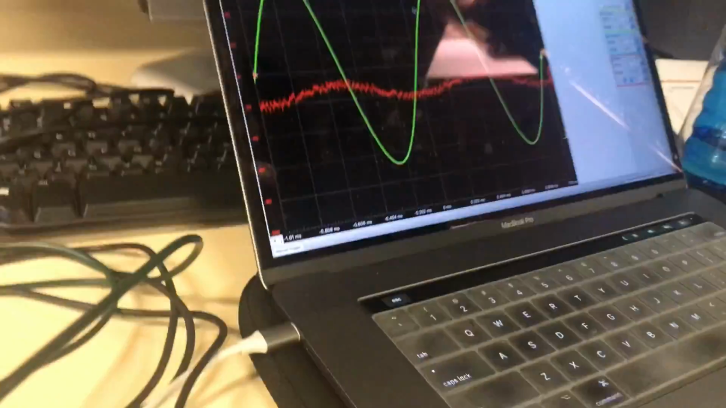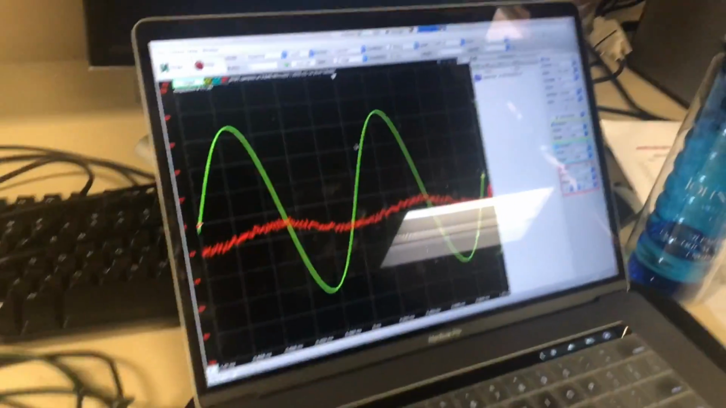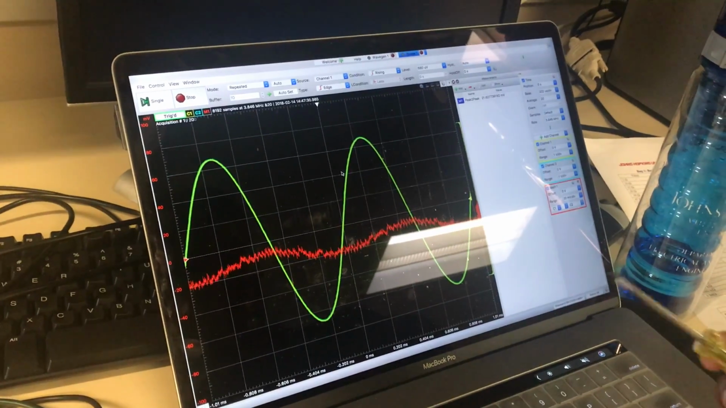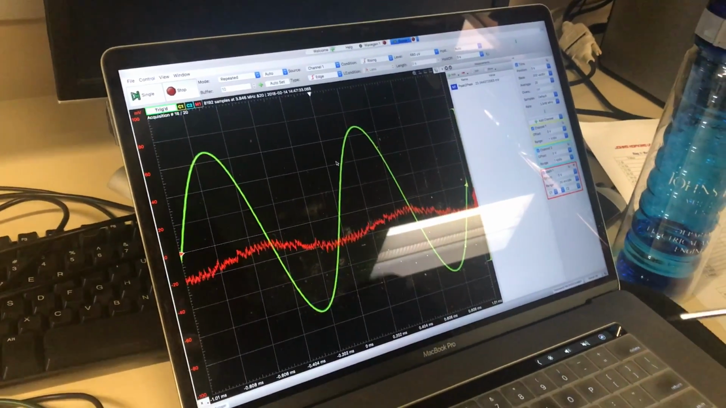Yeah, okay. Here, you can just take this out. So this is the software. So there are two peaks here. Can you go back to the circuit real quick?